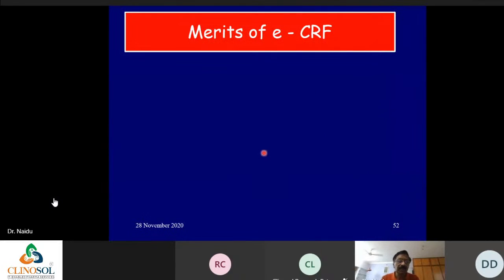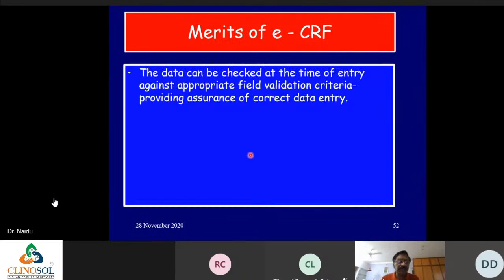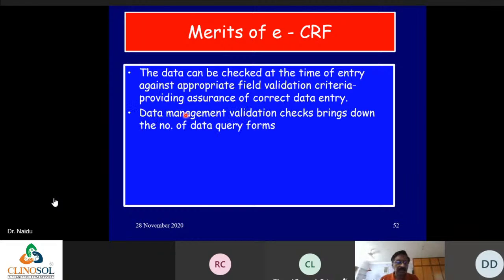What are the merits of eCRF? Data can be checked at the time of entry against appropriate field validation criteria, providing assurance of correct data entry. Very easily, I can check whether data is properly corrected or not sitting in my home.